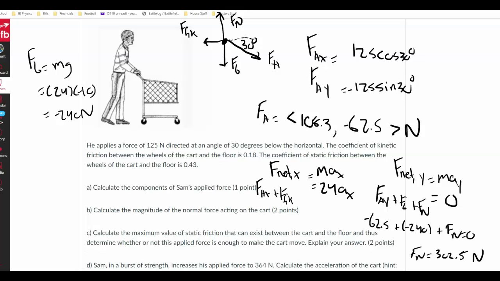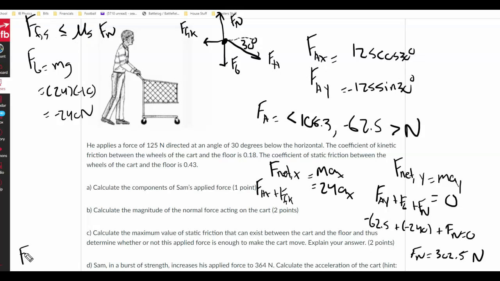C says calculate the maximum value of static friction that can exist between the cart and the floor, and thus determine whether or not this applied force is enough to make the cart move. Explain your answer. Okay, so you know that the force of static friction is less than or equal to μs times Fn. But the maximum value of static friction happens when this left side is equal to this right side.